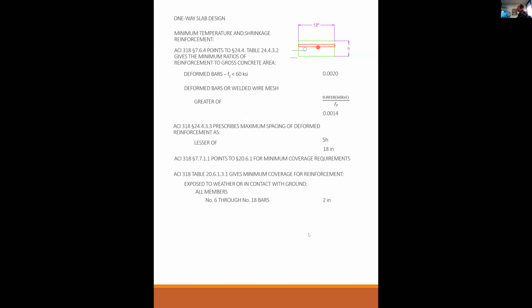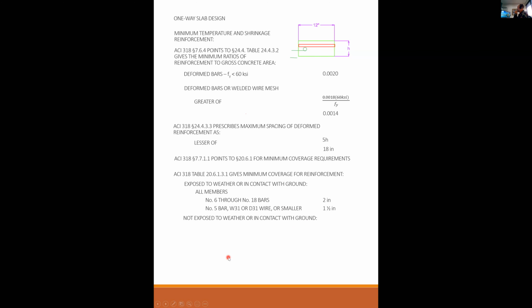Got it. Okay, so back to the coverage. The coverage is measured from the bottom of the bar to the bottom of the slab. And for weather or ground, you need at least 2 inches because these are nasty. For a number 5 bar, a wire 31 or a deformed wire 31 or smaller, you need 1.5 inches.